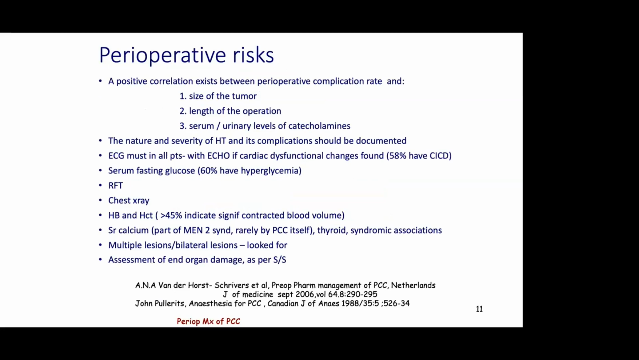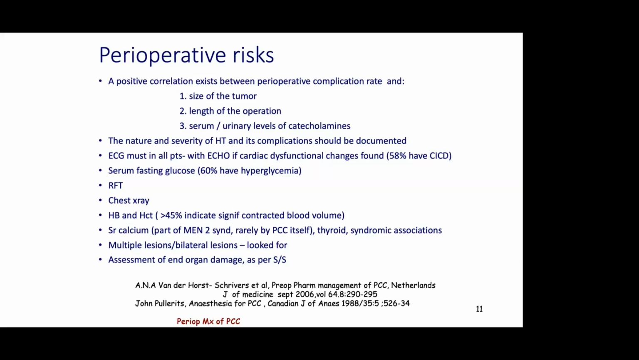So a positive correlation exists between the complication rate and the size of the tumor, the duration of operation, and of course the levels of catecholamines. The nature and severity of hypertension and its complications have to be documented, and this is very important because we have to take an informed consent. Though the mortality has reduced to less than 1%, it is still a high risk surgery.